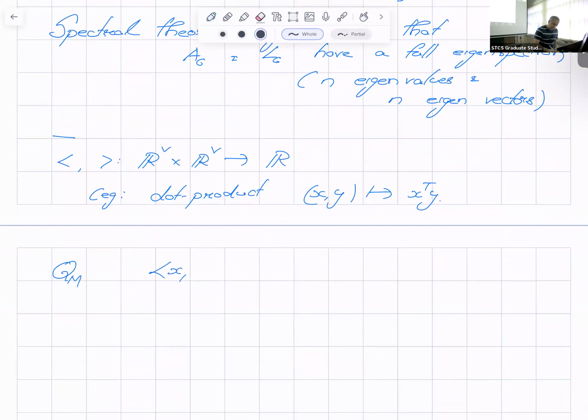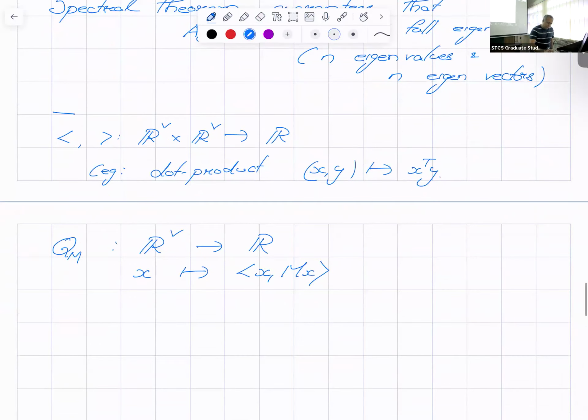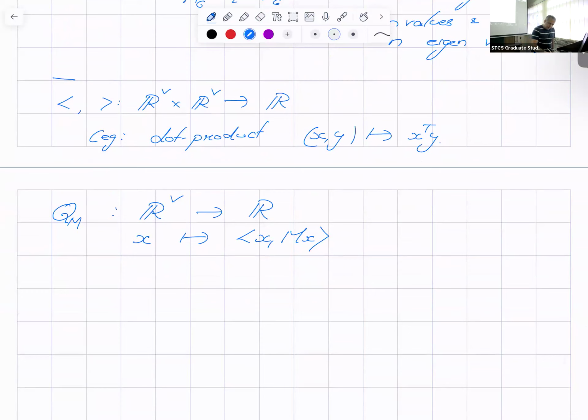x, a quadratic form. This was from R^n to R. It took x to x M x. Let's just study this in the dot product case. x, y being mapped to now x transpose M y.